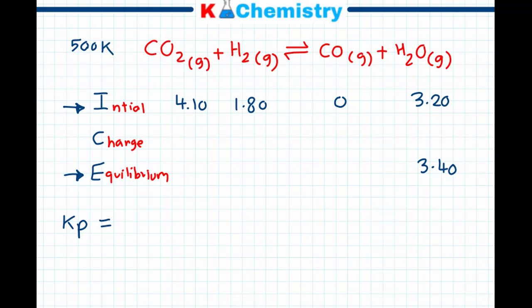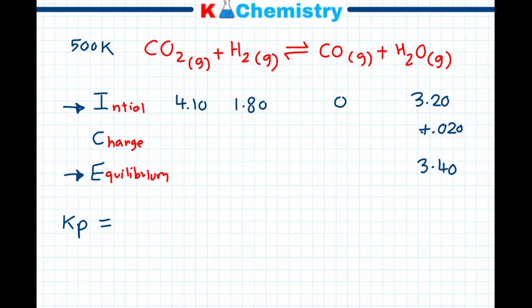So I can see that the H2O has increased in partial pressure from 3.20 to 3.40. And from 3.20 to 3.40, this is an increase of 0.20. So I can say that this increase is 0.20.